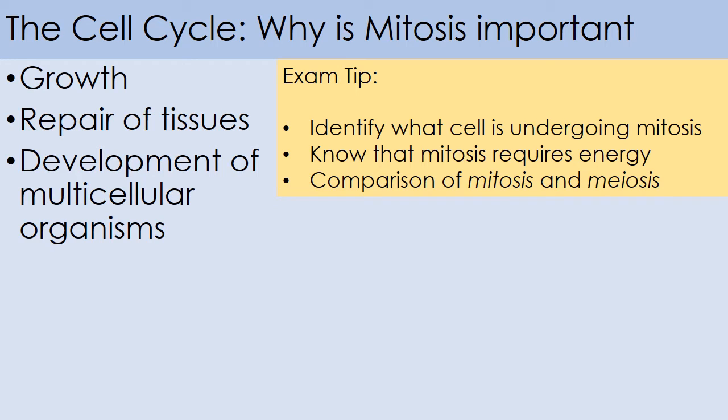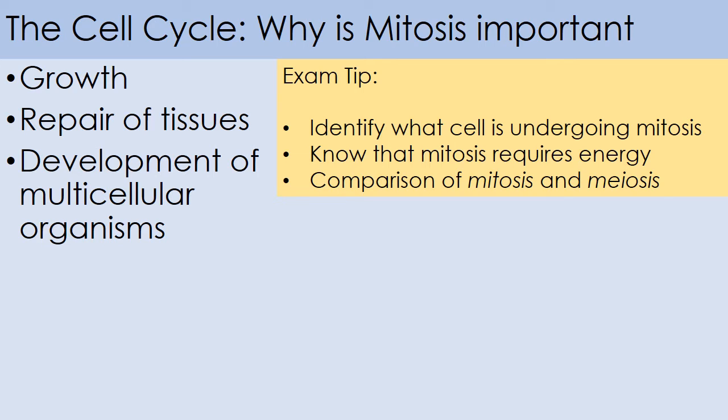Exam tips. So things you may be asked in an exam. You may need to identify what cell is undergoing mitosis. So they may show you a number of different cells and ask you to say which one is undergoing mitosis, or indeed which one is in interphase, or which one is in cytokinesis. So looking at what is happening to the nucleus. If the nucleus is just there by itself doing absolutely nothing, it is probably in interphase. If we've got 2 nuclei forming, so being pulled apart, we're going to be in that mitosis phase. And if we've got 2 cells being formed, we're in cytokinesis.